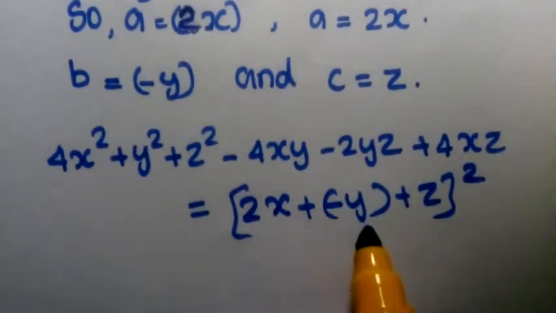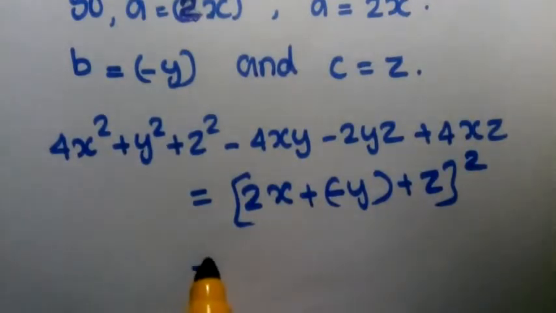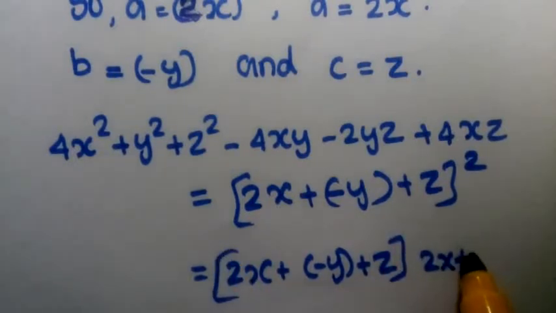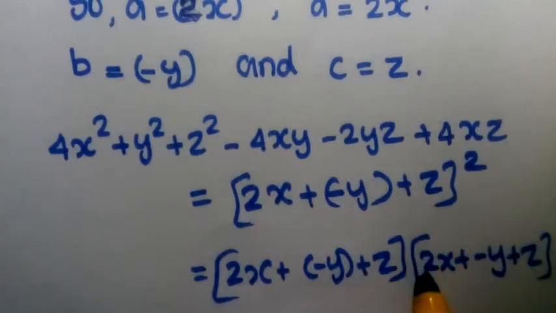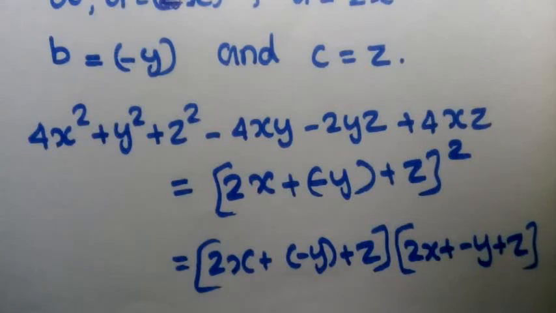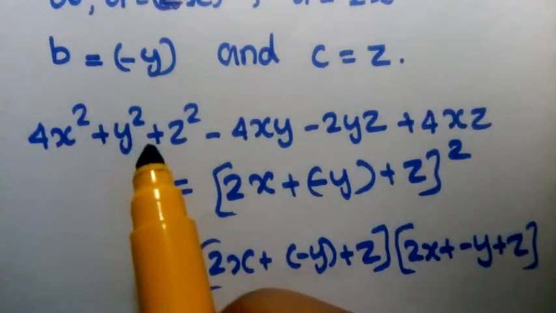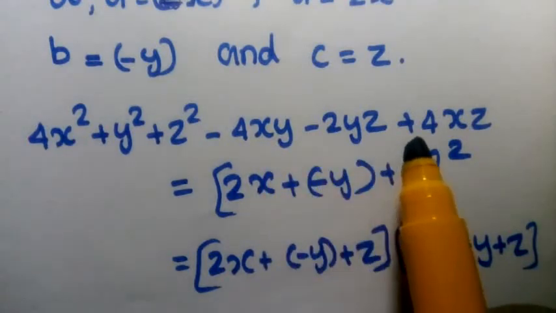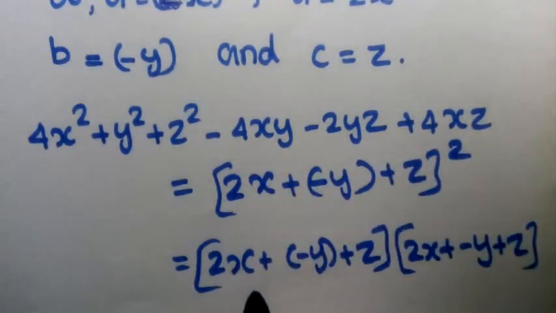(2x + (-y) + z)² is equal to (2x + (-y) + z) into (2x + (-y) + z). Therefore, the factors of 4x² + y² + z² - 4xy - 2yz + 4xz are (2x + (-y) + z) into (2x + (-y) + z).